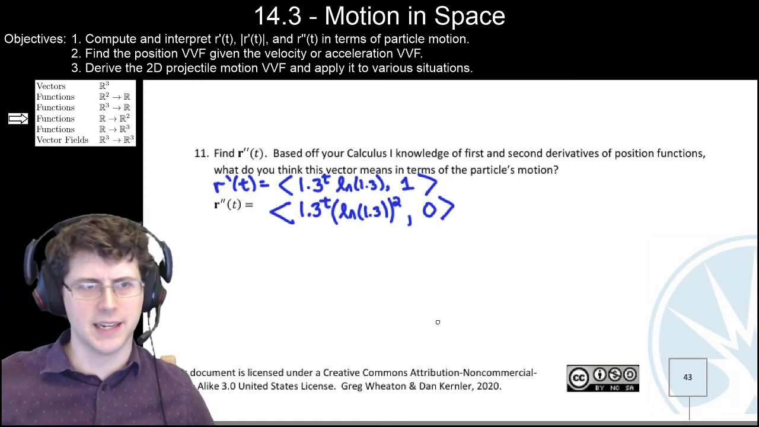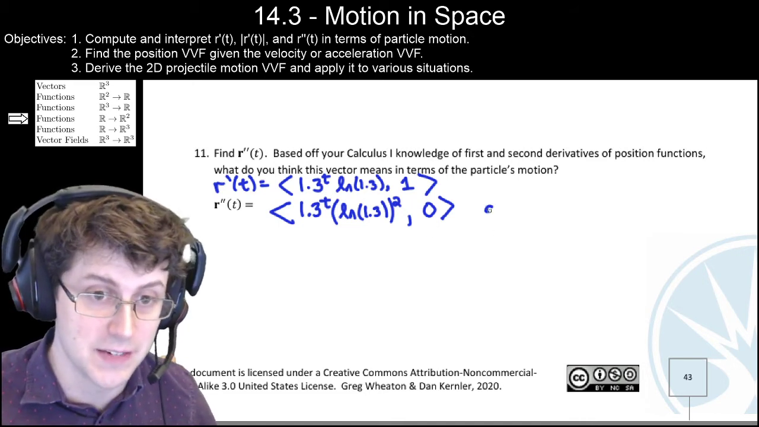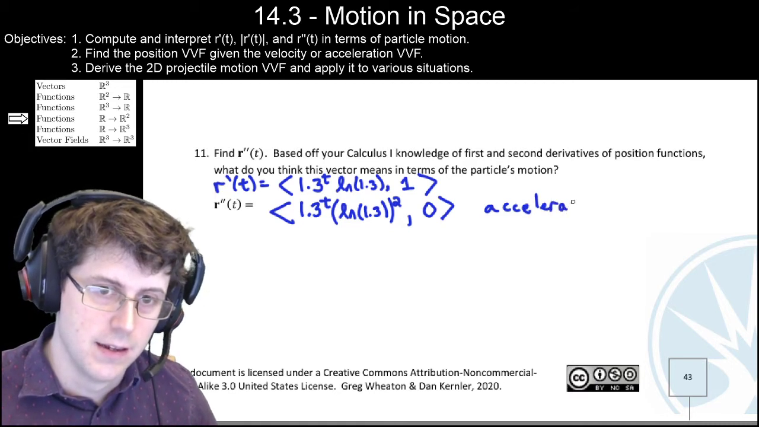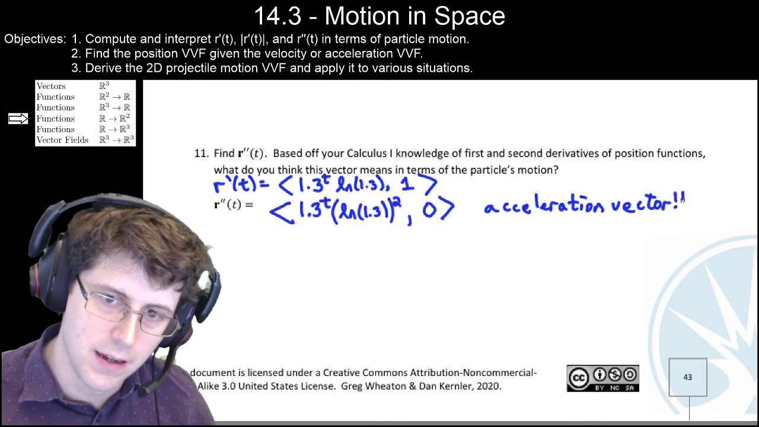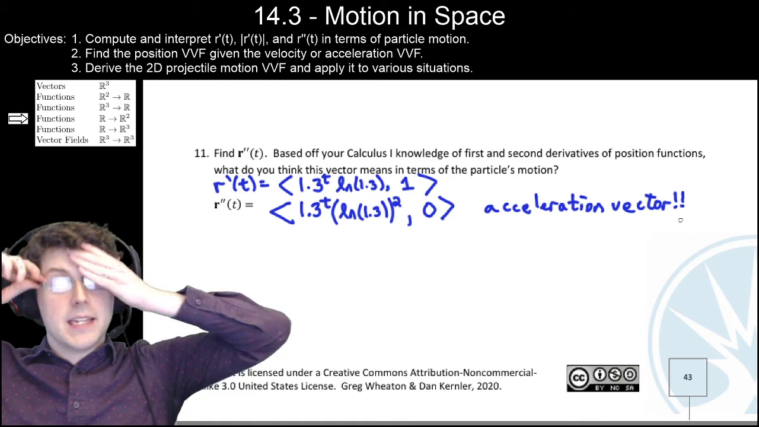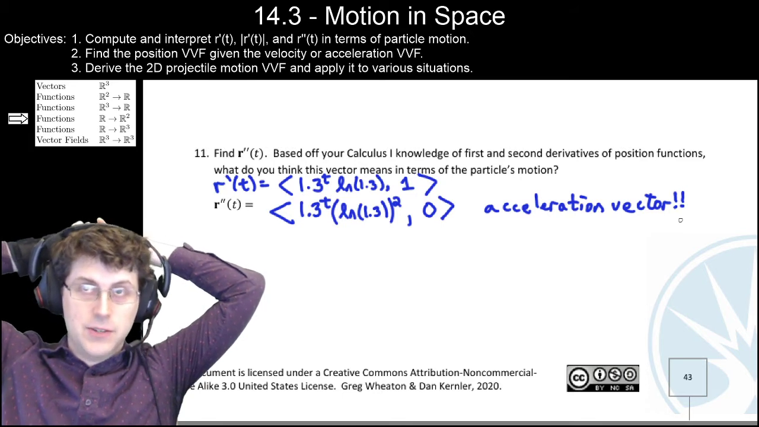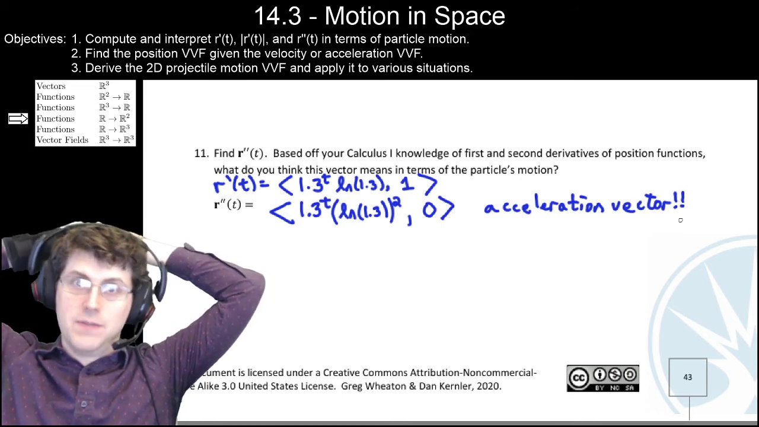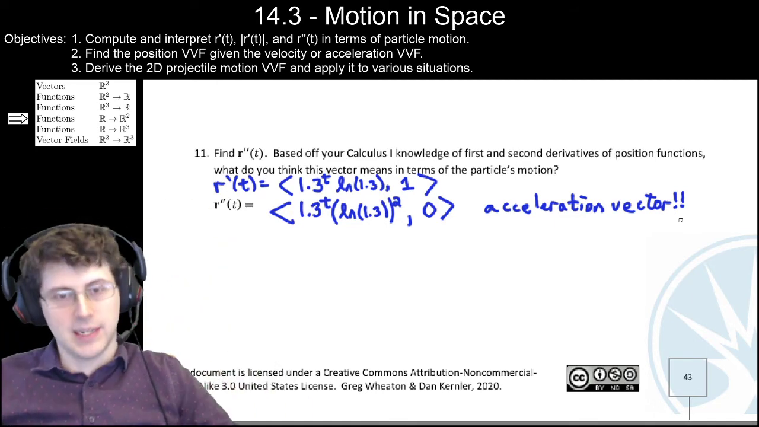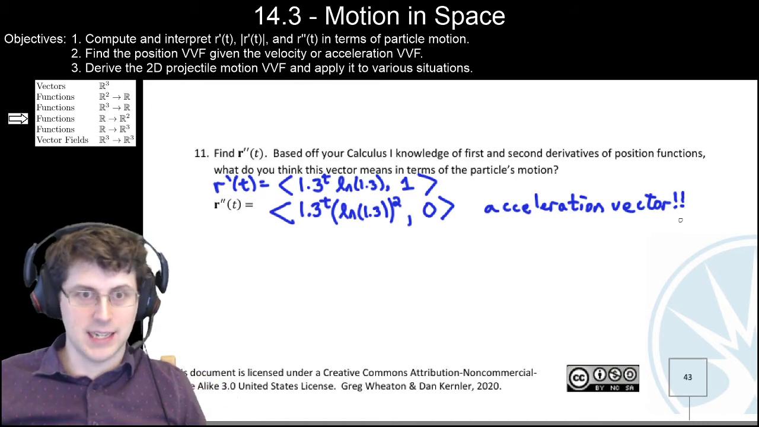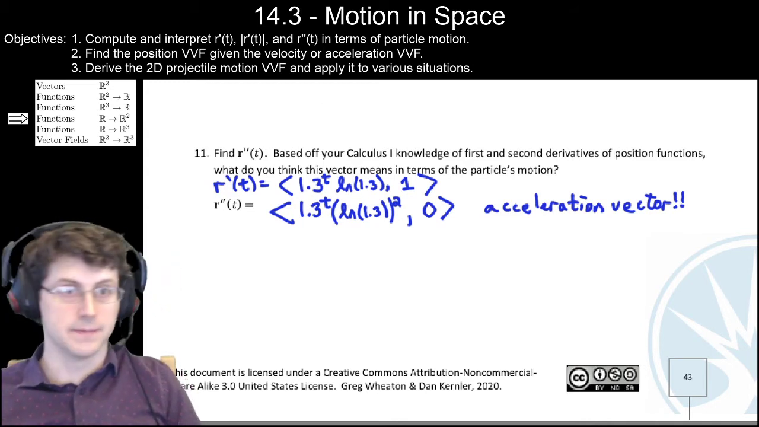Based on your knowledge of first and second derivatives of positions, what does this vector mean? Well, the second derivative of the position function is the acceleration. So here we have an acceleration vector. This is powerful and important because acceleration is directly proportional to force. And if you take physics classes, you'll draw forces as little arrows. So with this acceleration vector, we're finally getting to where we can actually draw the things that we draw in physics class in our math class also. Yeah, so this is our acceleration vector.